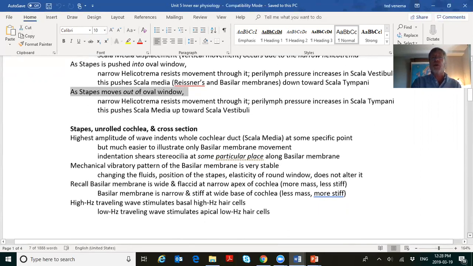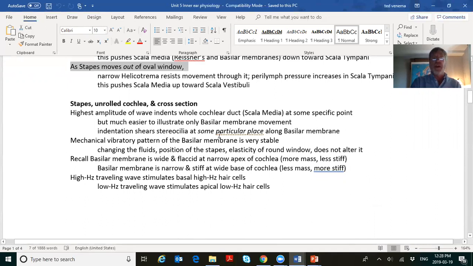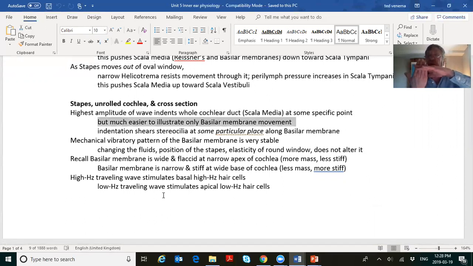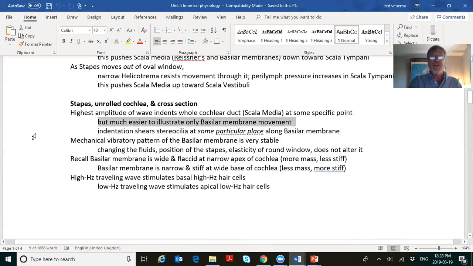Stapes, unrolled cochlea and cross-section. The highest amplitude of the wave indents the whole cochlear duct, read scala media, at some specific point. But in pictures, it's often easier to illustrate only the basilar membrane movement. The basilar membrane is the floor upon which the hair cells stand. Think about it as that. Indentation shears the stereocilia at some particular place along the basilar membrane.